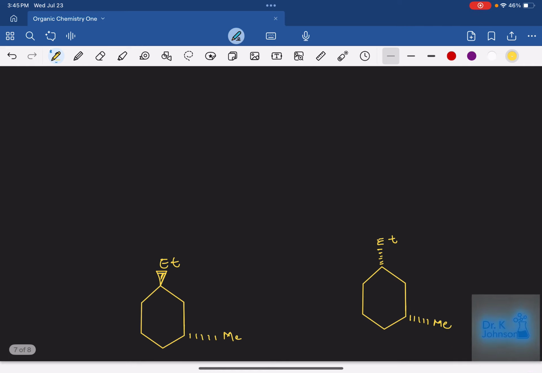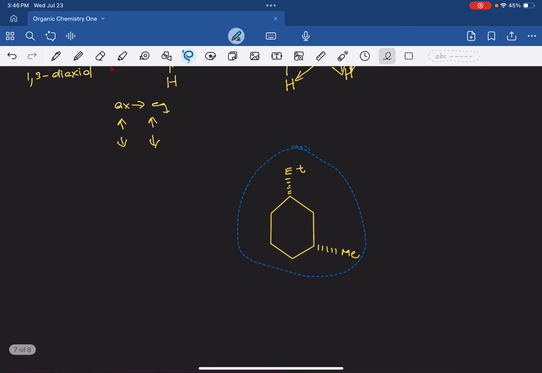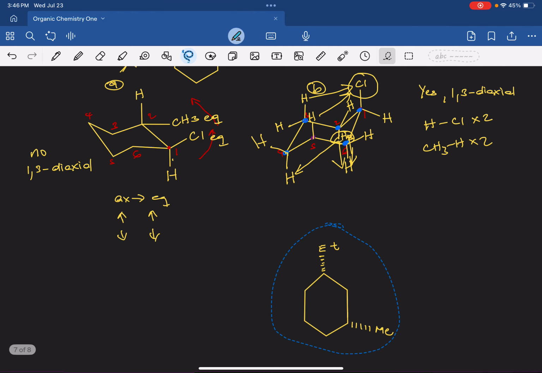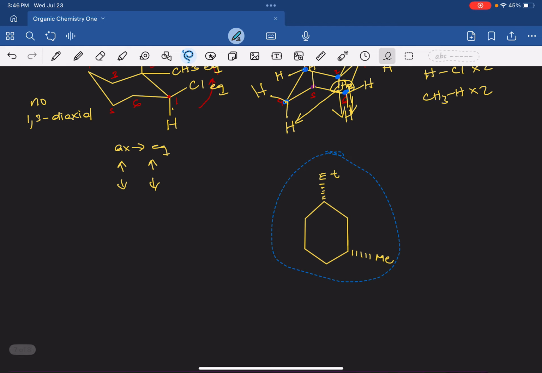Go ahead and try this one on your own and let me know what position this group is in and this group is in, whether it's axial or equatorial, for the more stable chair conformation. I'm going to do another example using a flat structure that has 2 groups that are on the same side. Okay, so let us do this molecule. Remember your dashed lines mean that, and by the way, sorry, Et is your ethyl group and Me.